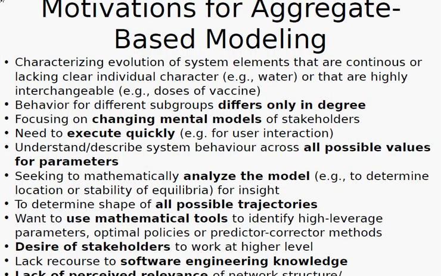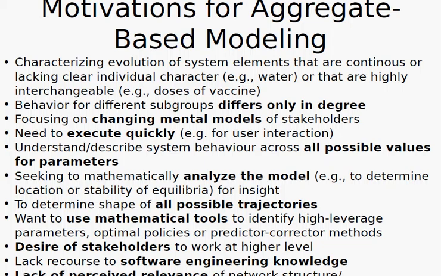Aggregate modeling, when to use that? Well, if you want to characterize system evolution of elements that are highly continuous, you know, water. If you're dealing with cholera in water reservoirs, you're not going to be using agent-based modeling to characterize the reservoir. You're going to use a stock of water, at least for portions of it. Or if they're interchangeable, doses of vaccine, you might use a stock to represent these things. If you're dealing with different subgroups that differ, but only in degree, agent-based or aggregate modeling. System dynamics in particular has a big focus on changing mental models of stakeholders.